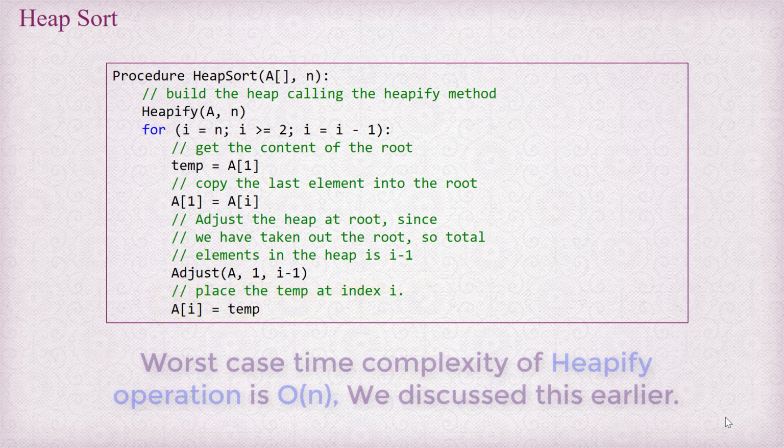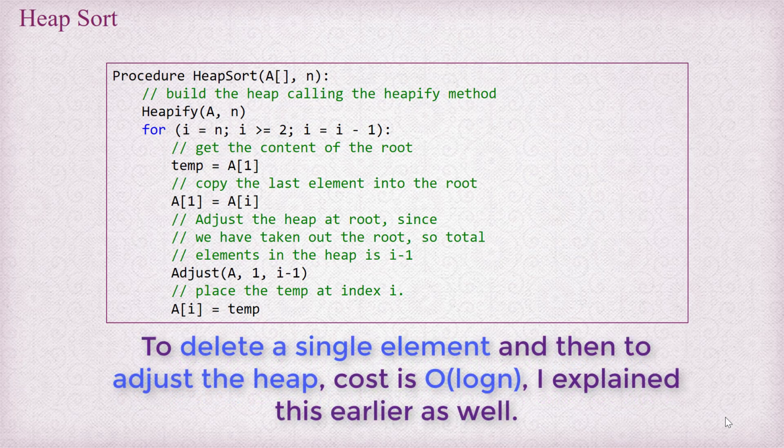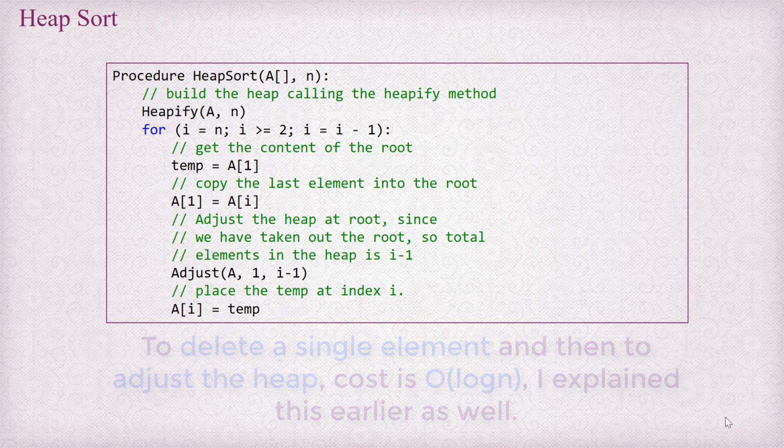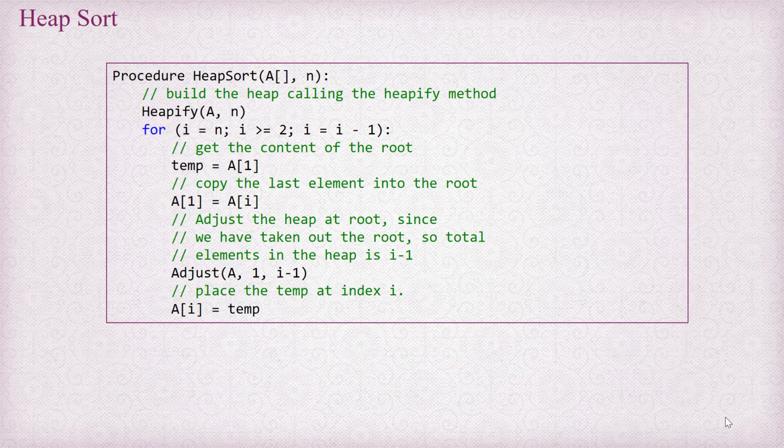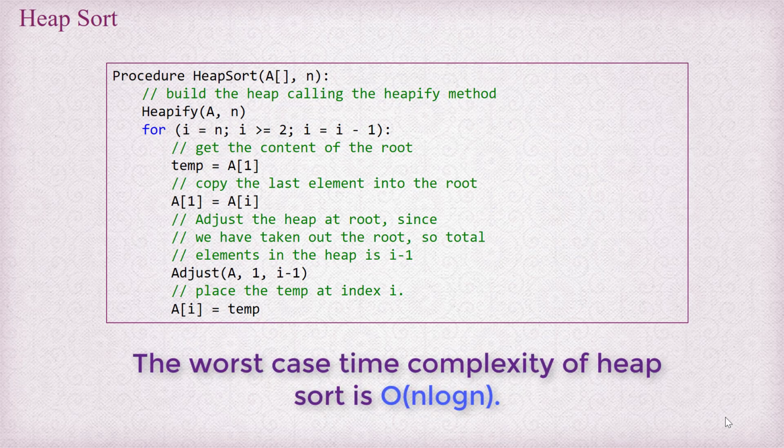Now the complexity of heapify is big O of n. However, the deletion takes big O of log n for each element. And that means in order to delete one element, it's going to take big O of log n. And that I have explained earlier when we did the heap deletion algorithm, right? Since there are n elements in the heap tree that we delete in the procedure of heap sort, altogether it's going to take n log n. So the worst case complexity of heap sort turns out as big O of n log n.